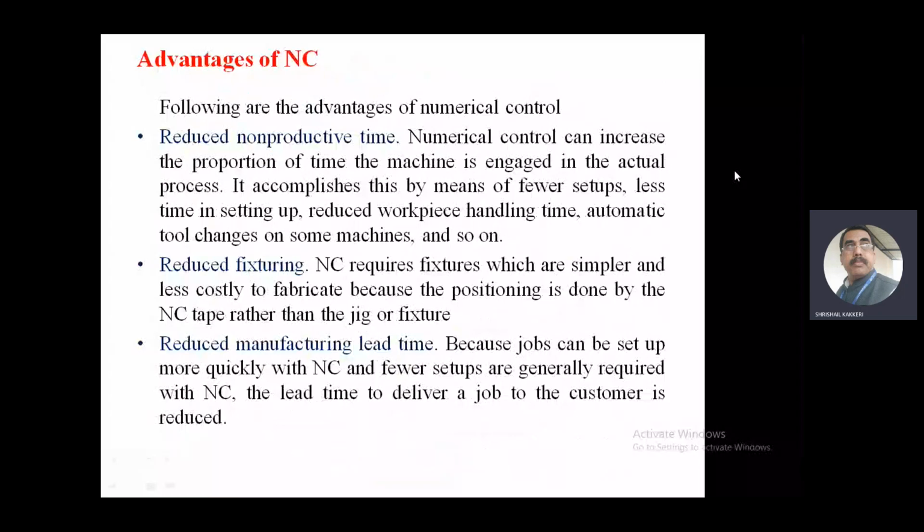And what are the advantages of going for CNC machines?